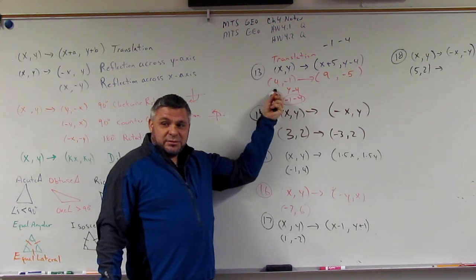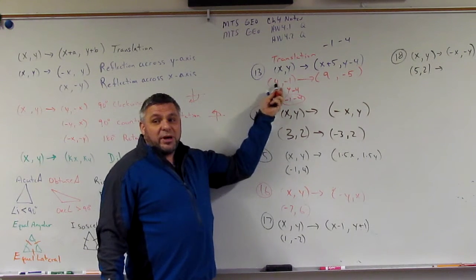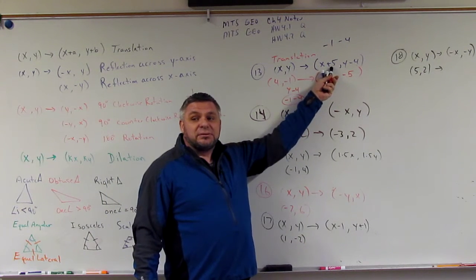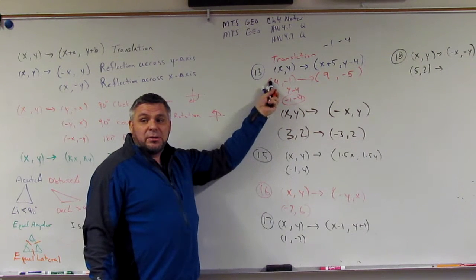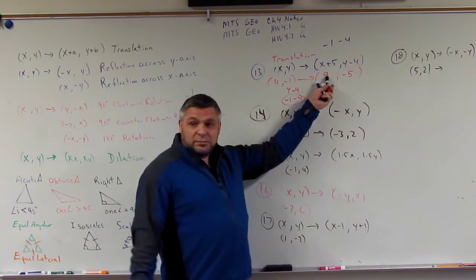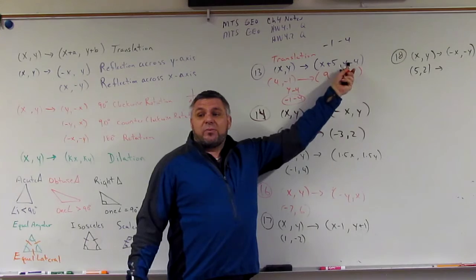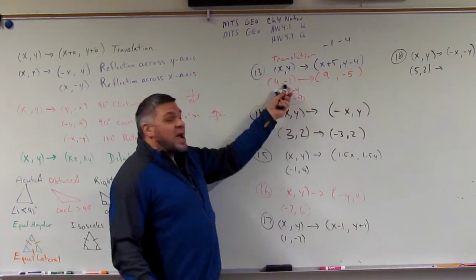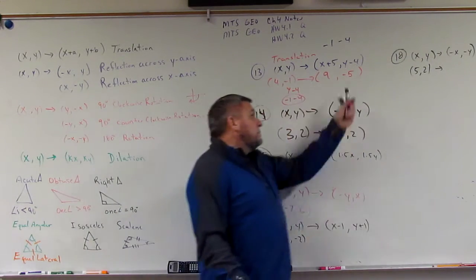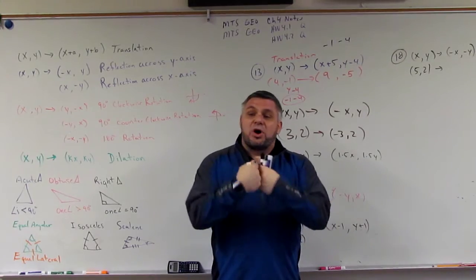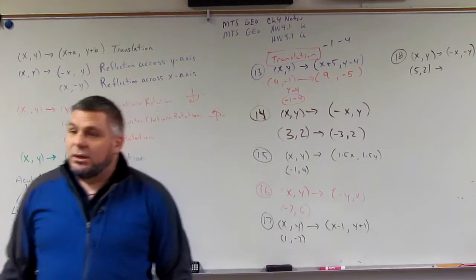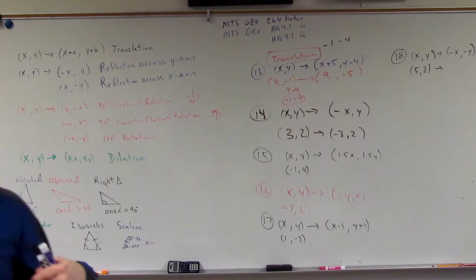We're on 13. The book gives us 4 and negative 1. The book is telling us that x is plus 5. So we're adding 5 to 4. 5 plus 4 is 9. Then they're telling us that we get y minus 4. So we take the y, which is negative 1, and we take negative 1 minus 4, which is negative 5. Boom. And this is called translation. Anytime we're adding or subtracting, it's translating.